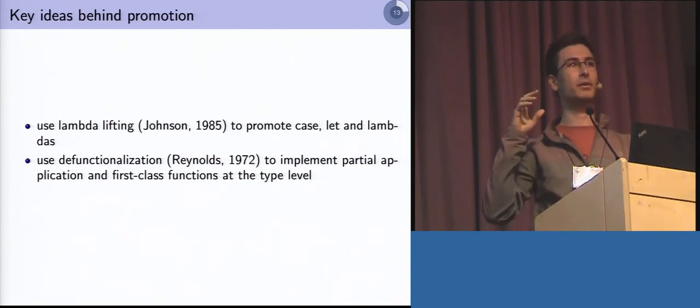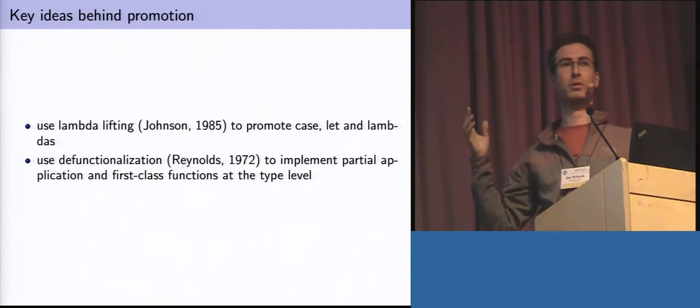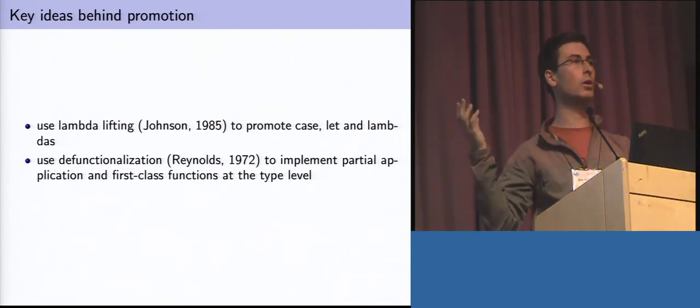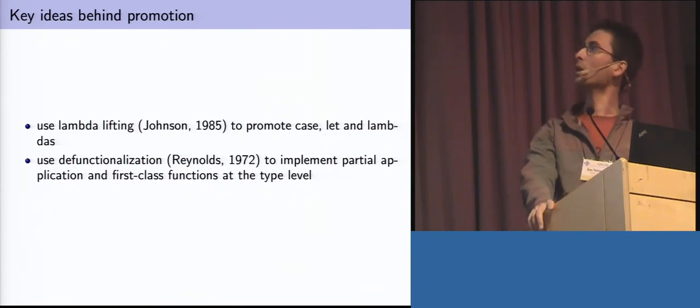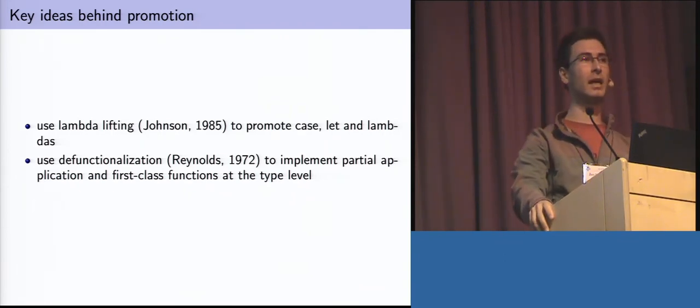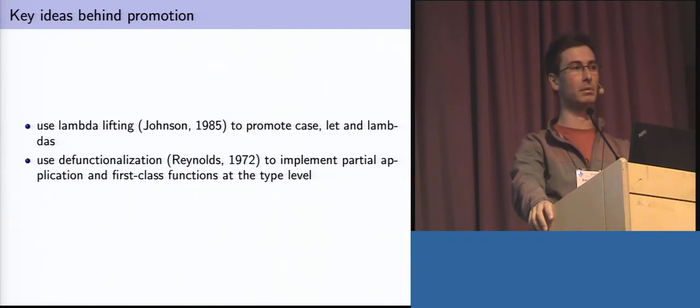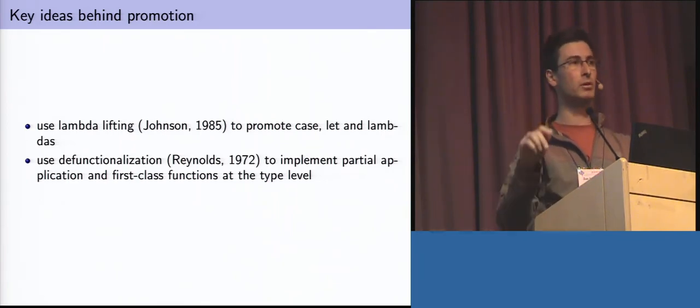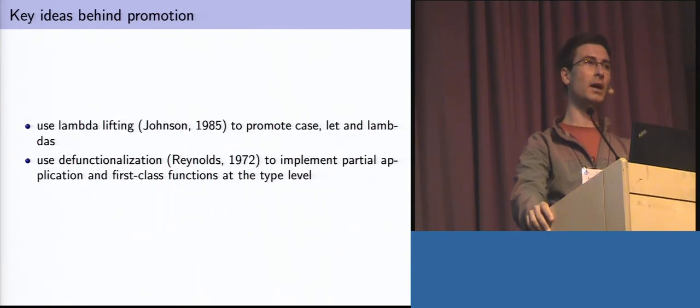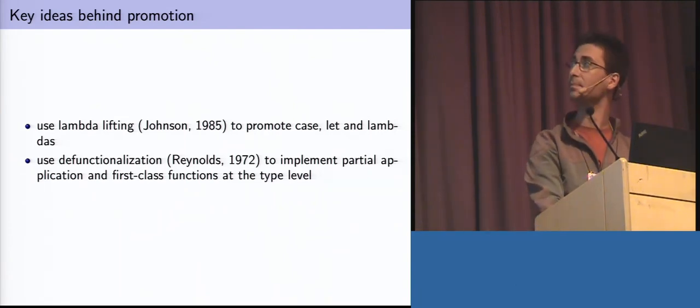Okay, so let's look at key ideas behind our promotion algorithms. We rely on two concepts. First of all, we use lambda lifting to promote things like case expressions, let statements, and lambdas. And then we use defunctionalization to get partial application and first-class functions at the type level. And as you can see from the references I've inserted in this slide, neither of these concepts is a new one. I mean, both have been around for a couple of decades.